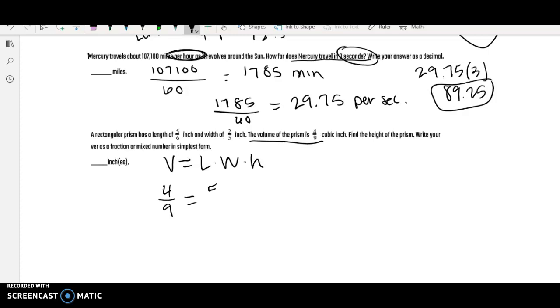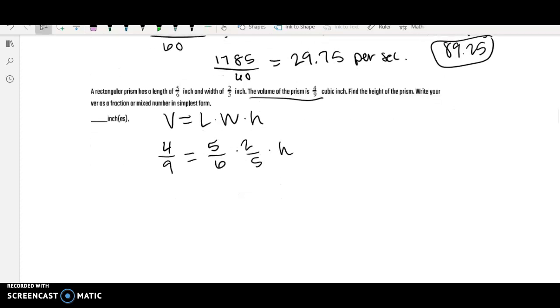Our length is 5/6, so we're just plugging it in. And our width is 2/5, and we still don't know our height. So now we're going to multiply these. So 5 times 2 is 10. And then 6 times 5 is 30. And that's our height.